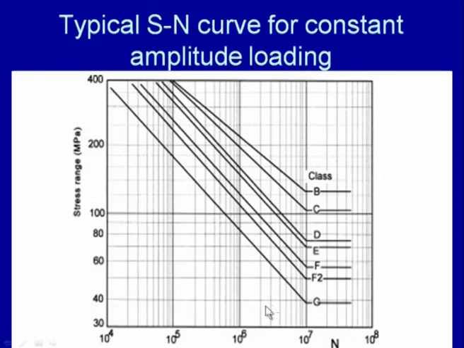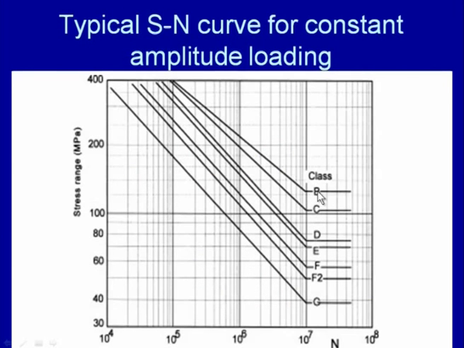So, for the same life, that is 10 to the power 7 number of the load cycles, if we compare the different classes of the weld, then the maximum stress range for 10 to the power 7 number of cycles for B class of the weld is around 110 MPa, while for the F2 class of the weld it is around 50 MPa, while for G class of the weld it is about 40 MPa. So, the class of the weld significantly affects the allowable stress range for which the weld joint can be designed.